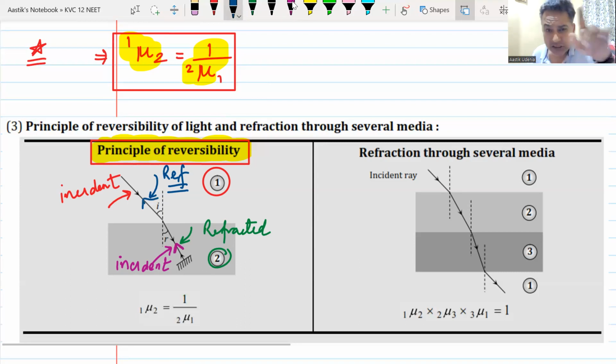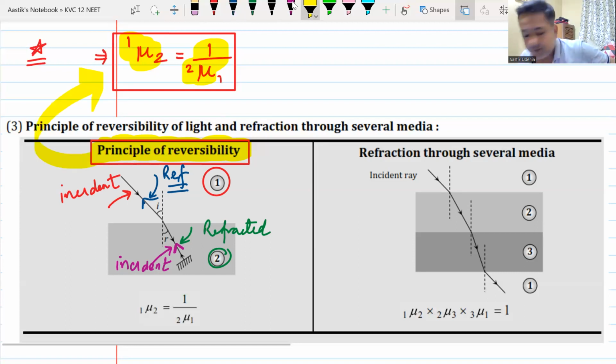And my dear friend, it comes from this simple result that we have written here. Refractive index of 1 with respect to 2 is equal to inverse of refractive index of 2 with respect to 1. Do we get this? Yes or no? Yes, sir. Let us look at point number 2. You don't have to draw this. If you want to draw this, you can, you are welcome, but you just have to write the reversibility principle. I have to show you this. So I have done this.